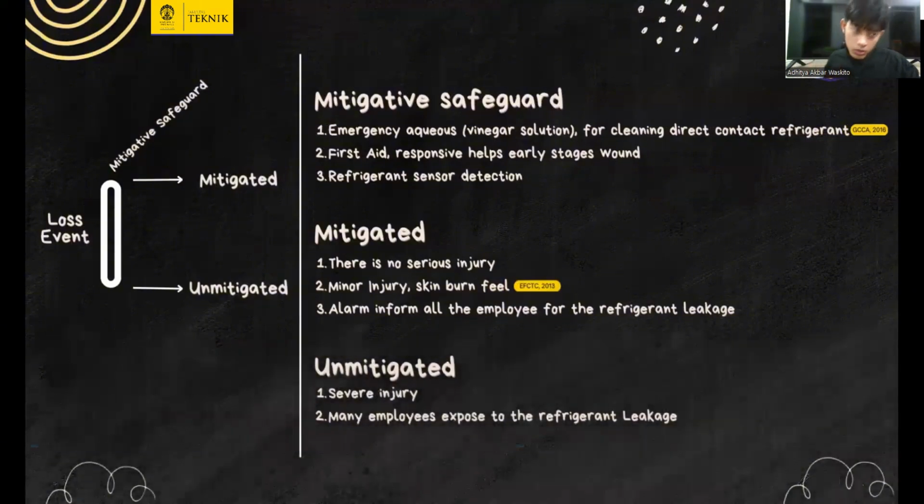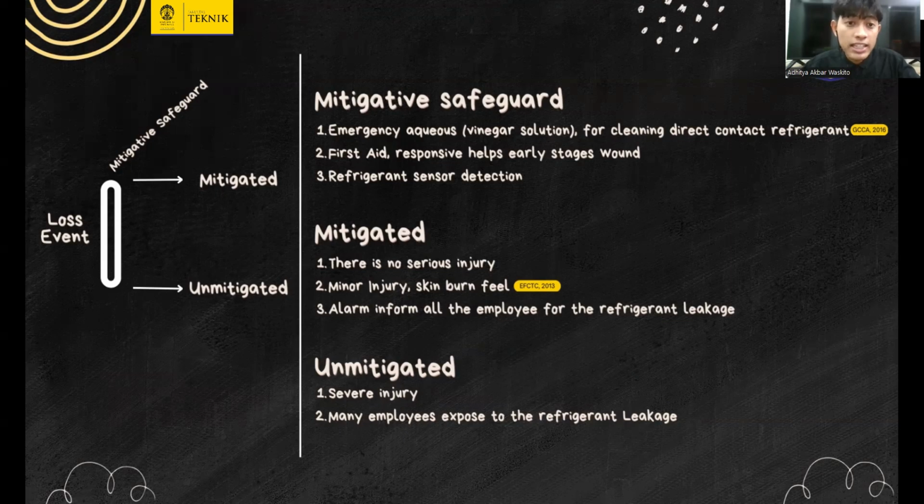So after we go to the loss event, we still have the second barrier to apply. The second barrier is the mitigative safeguard. The first is emergency aqueous. We have to have emergency aqueous. It is a vinegar solution for cleaning direct contact with refrigerant, for the skin or the clothes that come into contact with the refrigerant.